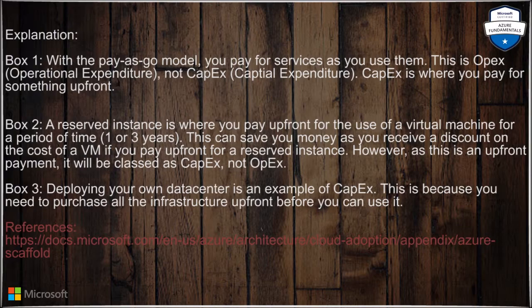Box 2, a reserved instance is where you pay upfront for the use of a virtual machine for a period of time, 1 or 3 years. This can save you money as you receive a discount on the cost of a VM if you pay upfront for a reserved instance. However, as this is an upfront payment, it will be classed as CAPEX, not OPEX.